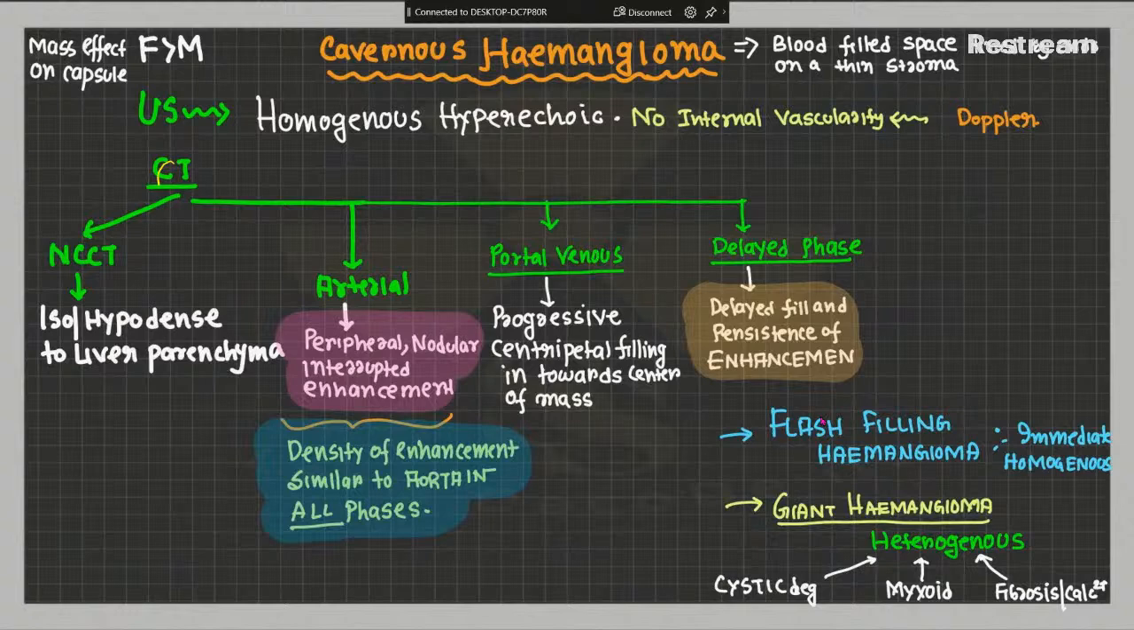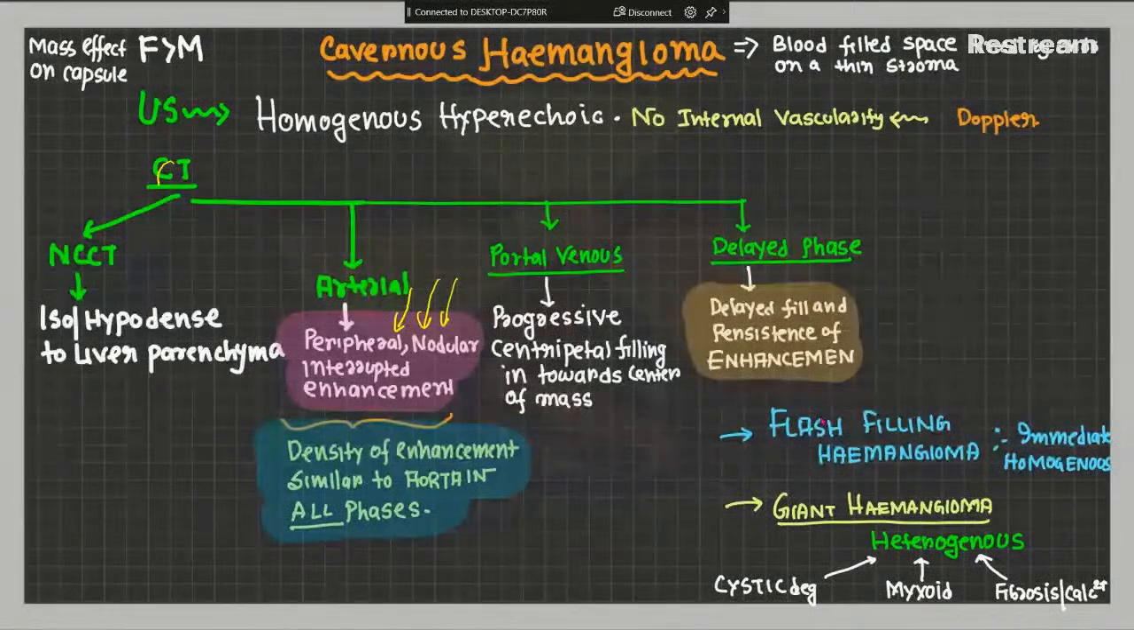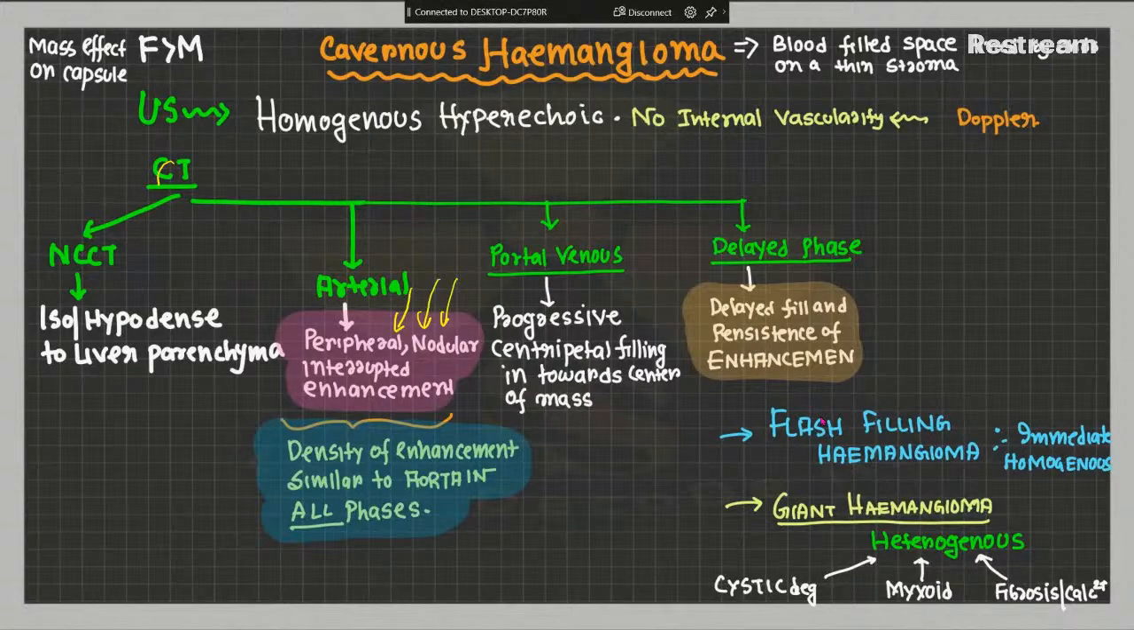Why hemangioma? Because in viva, if anyone asks you to tell one character of a hemangioma, I have marked it in red color, you have to tell this line by line, word by word. That is, it's a peripheral nodular interrupted enhancement on arterial phase. Each and every word has its own importance, because each and every line has a differential diagnosis with other tumors.